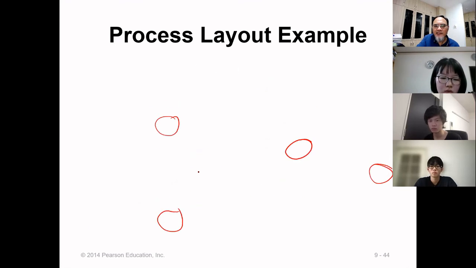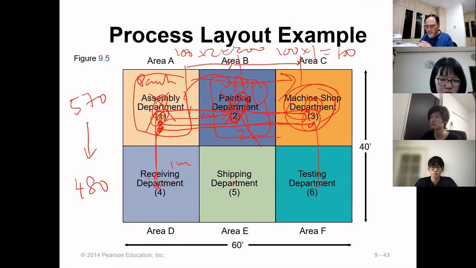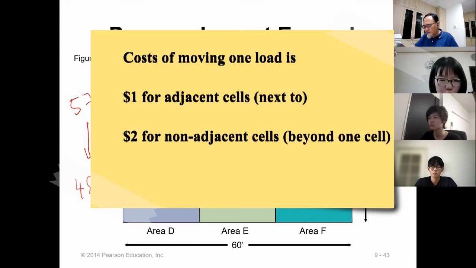Because the distance is actually machine shop. Receiving and machine shop, is it? Yes. It should be three. It shouldn't be two. Because it's a center, okay? Center. Probably there is a mistake from the book. Receiving and machine shop, 3 and 4. Receiving and machine shop. Okay.